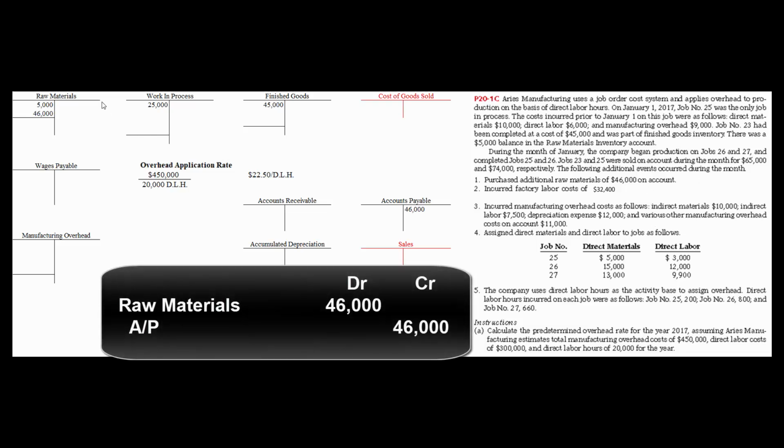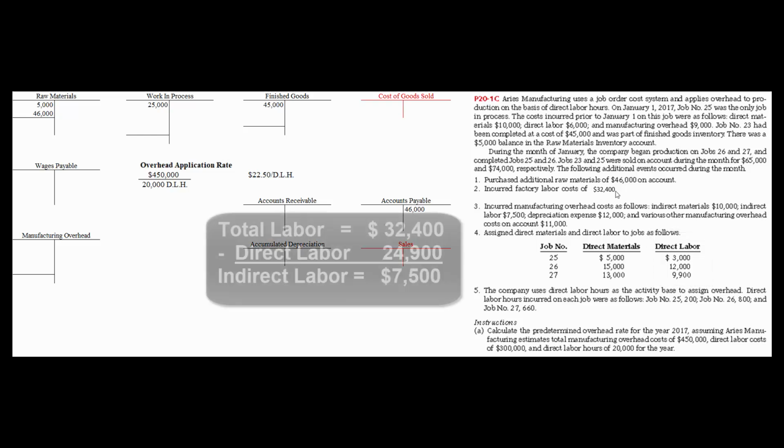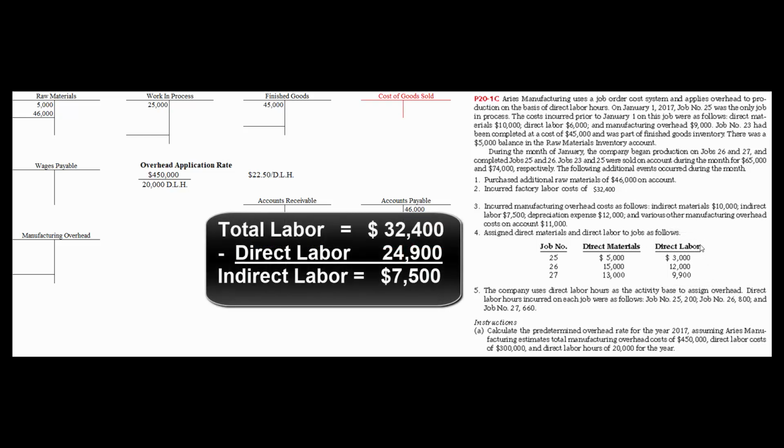So we're going to debit raw materials for $46,000 and credit accounts payable for $46,000. It tells us that we incurred factory labor costs of $32,400. Well, some of that is direct labor, people working directly on these jobs, and some of it is indirect labor. We can take $32,400 and subtract the total of direct labor, or we can take a little peek here and it tells us that indirect labor is $7,500.